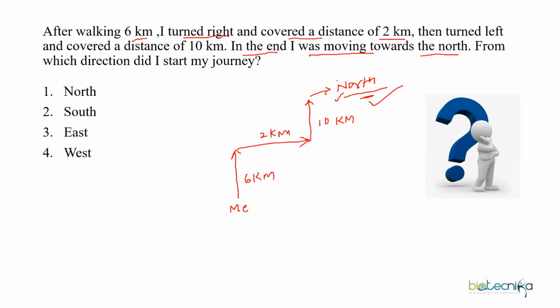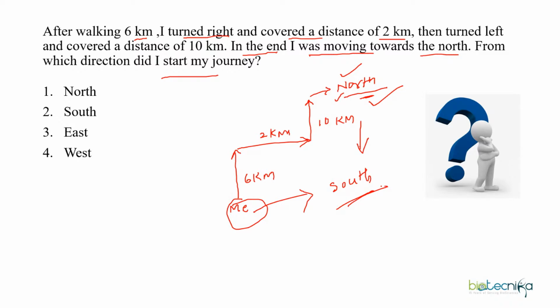Now it says, from which direction did I start my journey? If I am traveling toward north, so this is me traveling towards north, and I started my journey. So obviously, north downwards, that means south. So from the south direction, I started my journey.